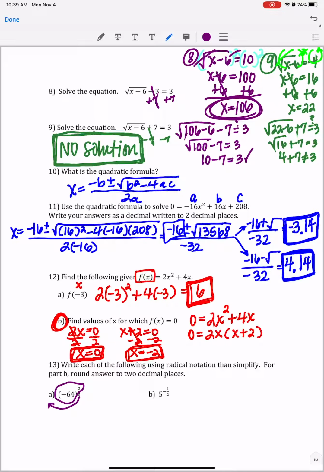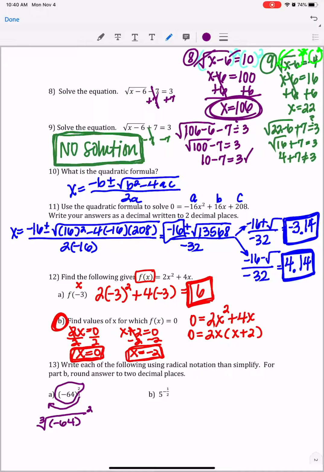Yeah, okay, that's just not going to work. So this means I have the cubic root of -64, and this is all to the second power. So you can either square this -64 first. Okay, now I'm going to take the cubic root of this.